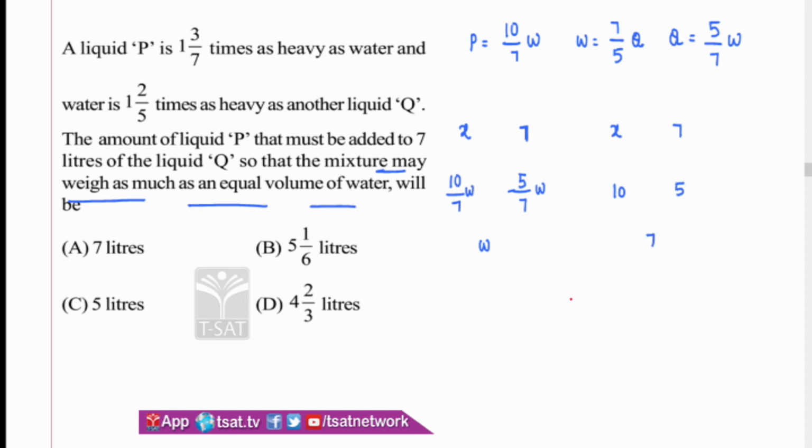So the formula says N1, that is X. Difference between these two is 3. N2. Difference between these two is 2. So X is equal to 14/3, which is 4 2/3. So how many liters? 4 2/3 liters of the mixture.